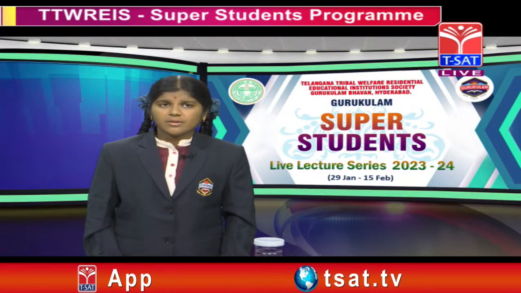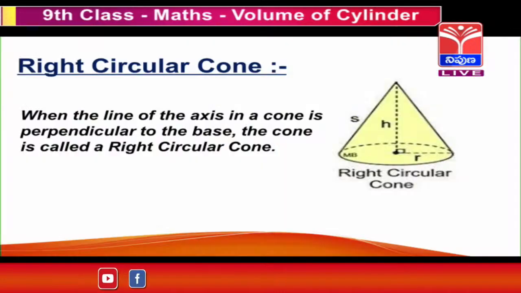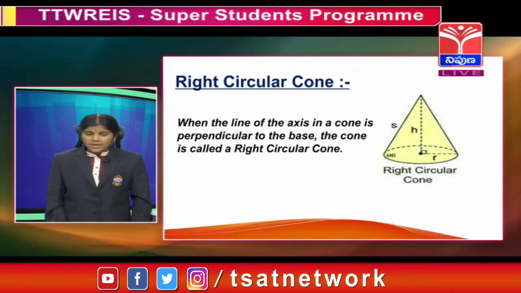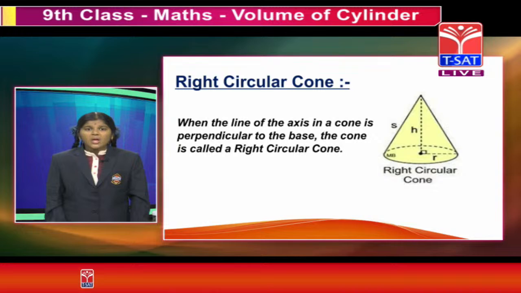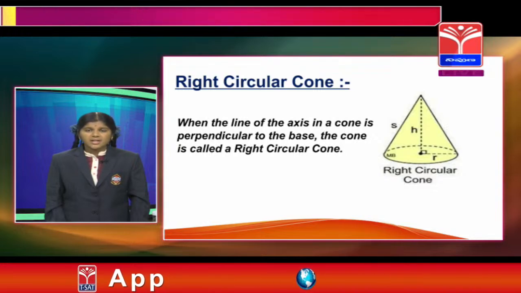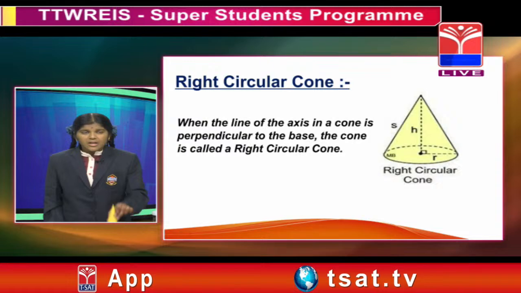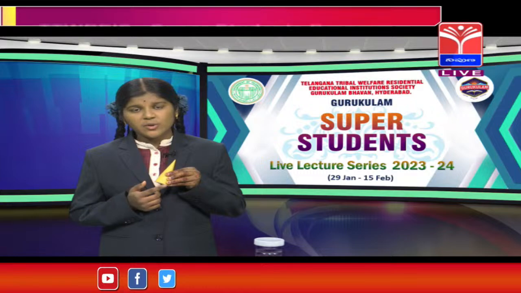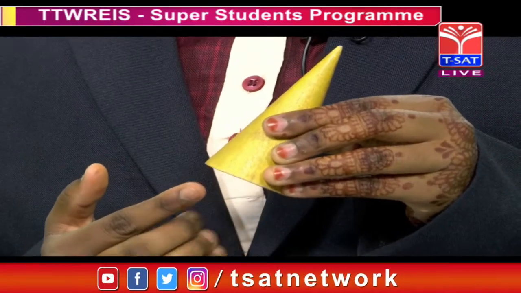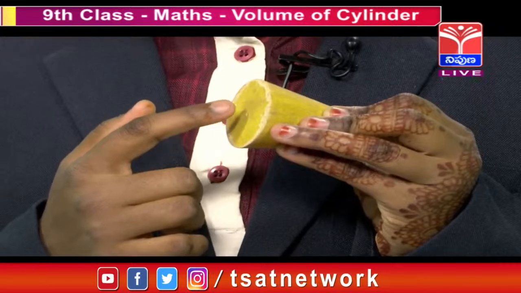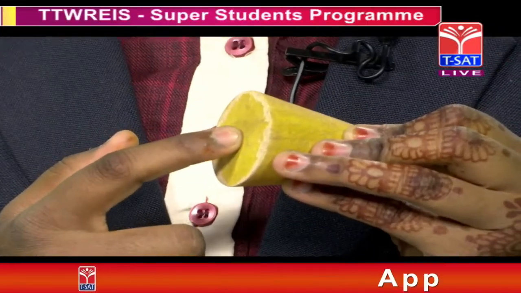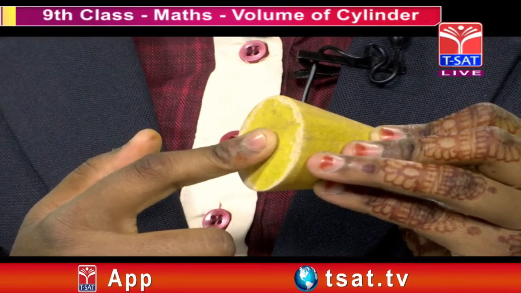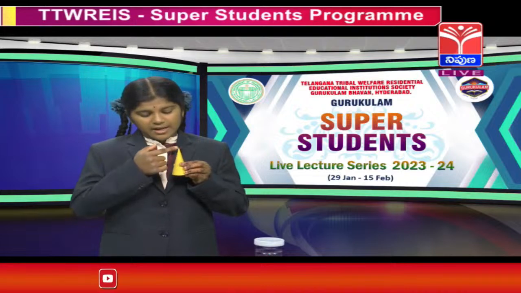What is meant by a right circular cone? When the axis of a cone is perpendicular to the base, the cone is called a right circular cone. The base of the cone is a circle. From the center of the base to the edge of the circle is the radius of the cone, and this is the height.